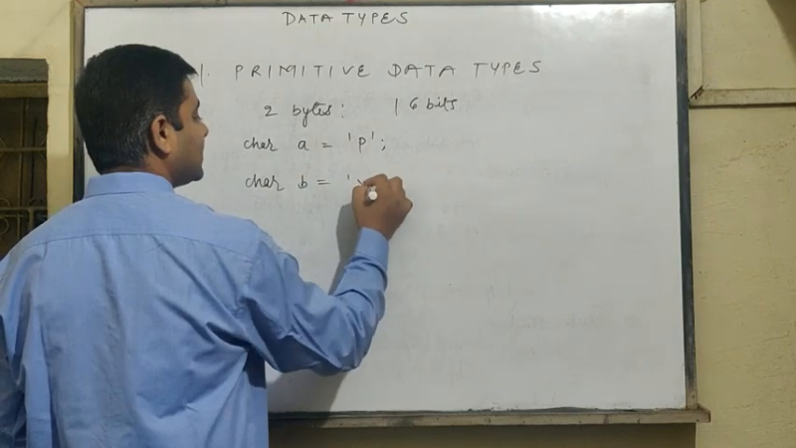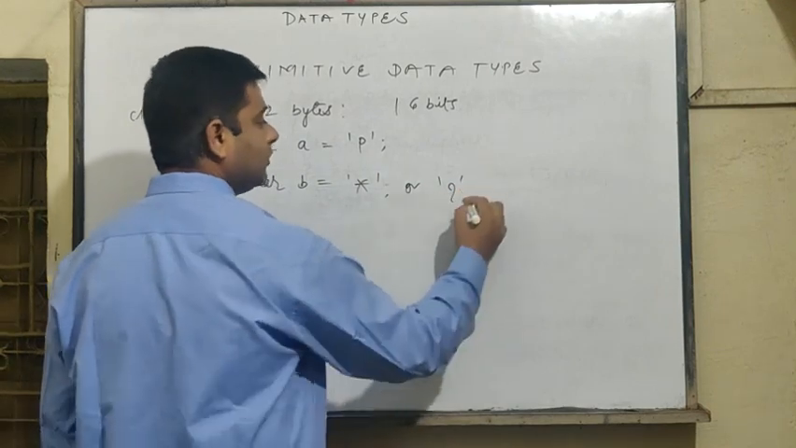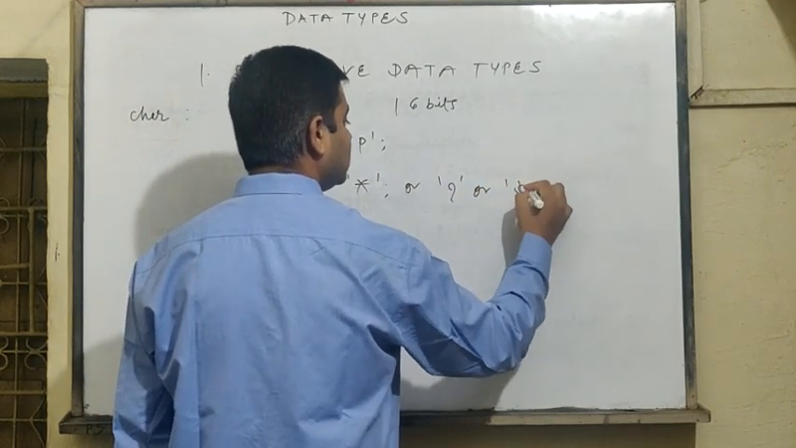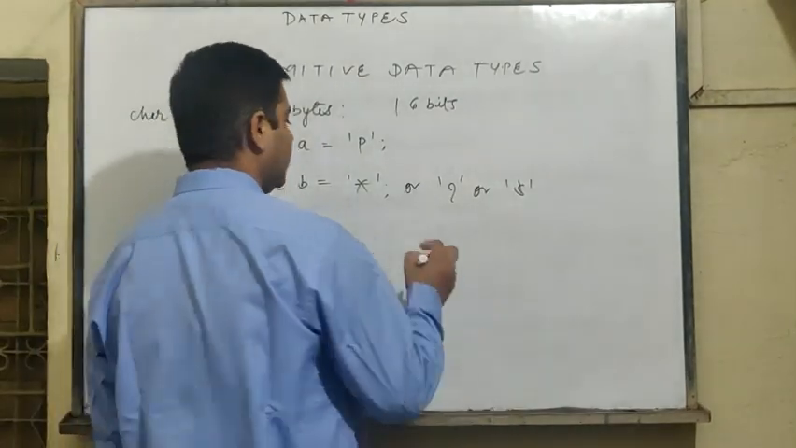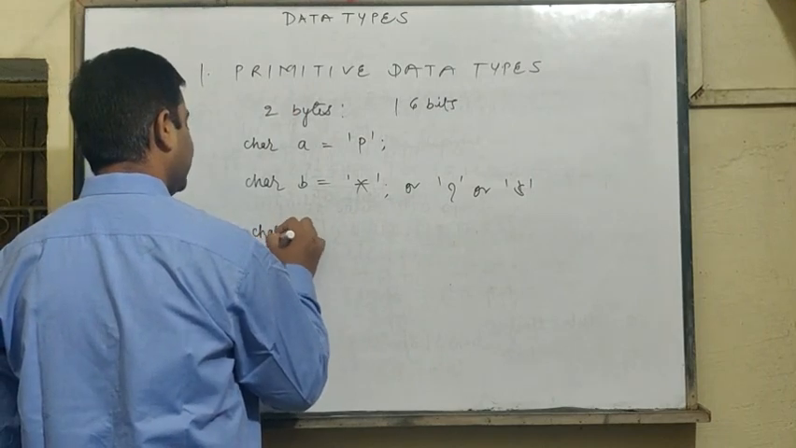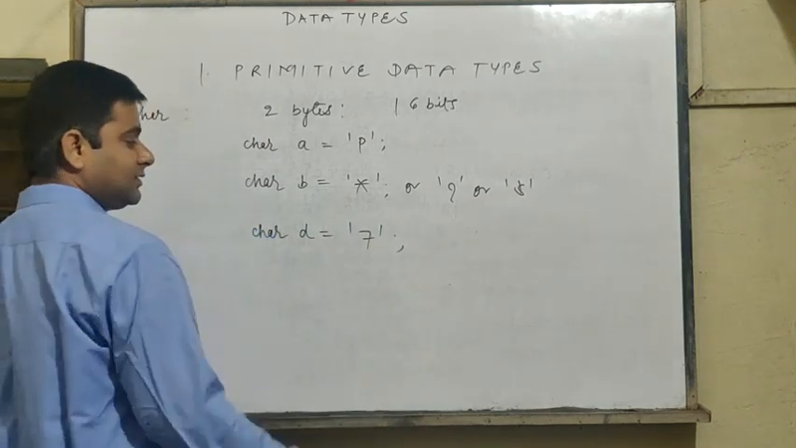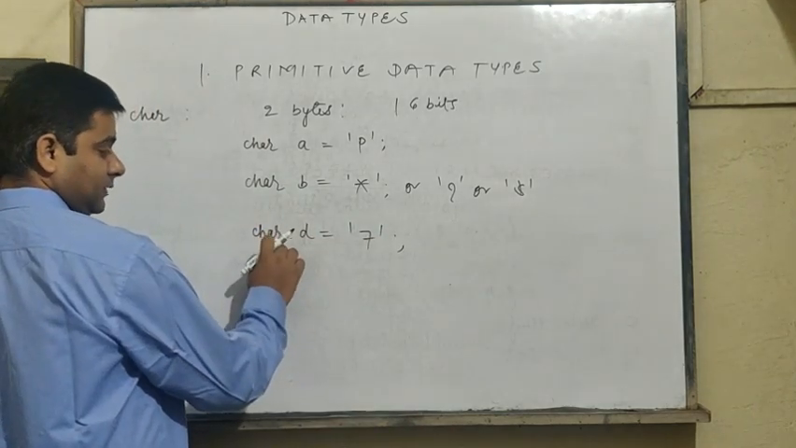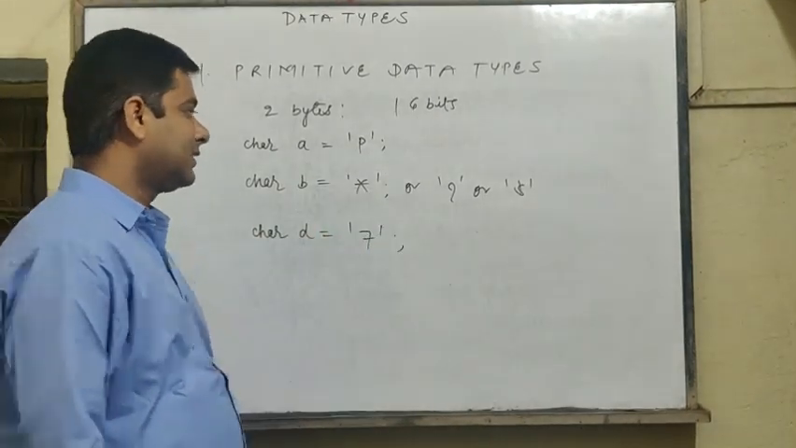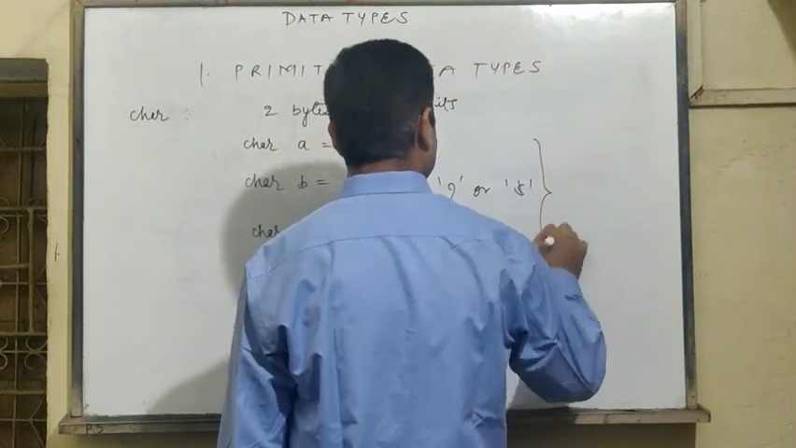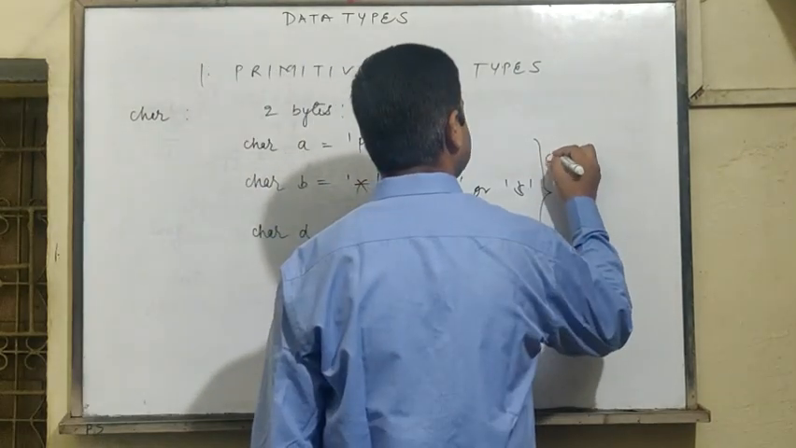Char B equals to an asterisk sign, you can store, or a question mark, or a dollar sign also you can use in this particular character value. And you can store a digit also. For example, char D equals to '7'. So this digit 7 will be stored in character format, in the character data type. So here you can see these are called character literals or character constants. Those characters which are enclosed within a single quote are known as character constants or character literals.